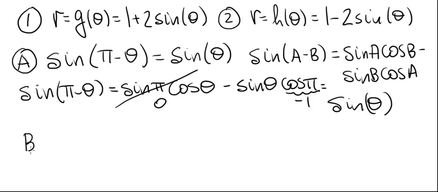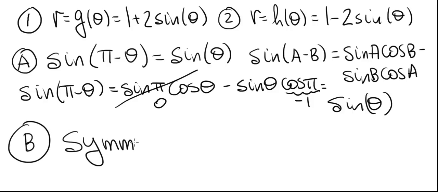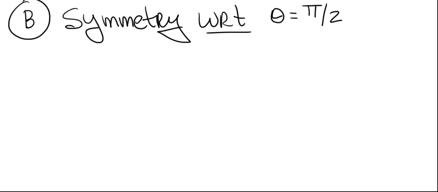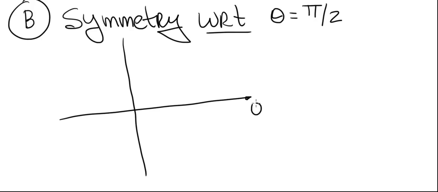And the second result we'll need, we call it result B, is when the polar graph is symmetric. So we're checking for symmetry with respect to the y-axis, which in polar terminology is the line theta equals pi over 2. And to see that, we draw our axes.